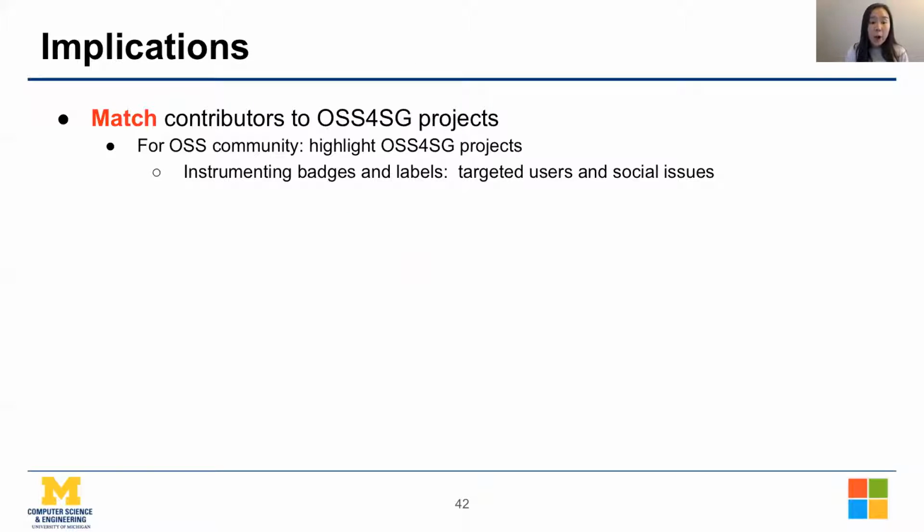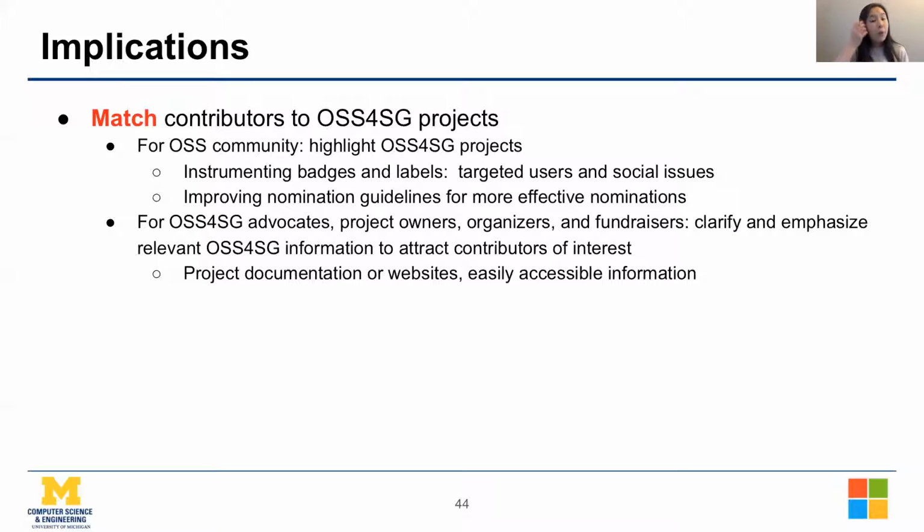First, how can we help match the contributors to the social good projects? As a community, we can help locate the social good projects using labels, badges, or a better self-nomination guideline and mechanism. We can clarify and make the information that the social good project contributors care about more accessible, like the targeted users, the societal issues, as well as the owners' profiles.